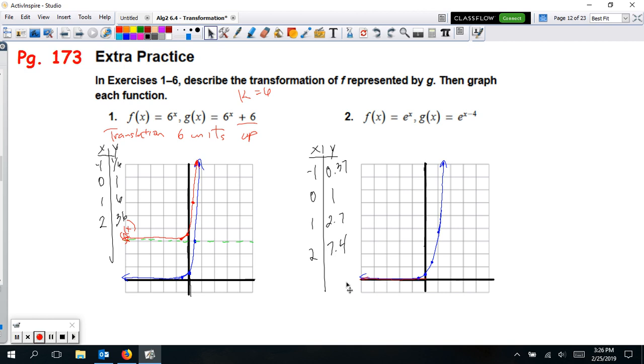And there's our graph, our exponential growth graph for that one. Now if we describe the transformation, notice where the number is. It's up here in the exponent with x. So that's going to be also a translation. So these are both translations.